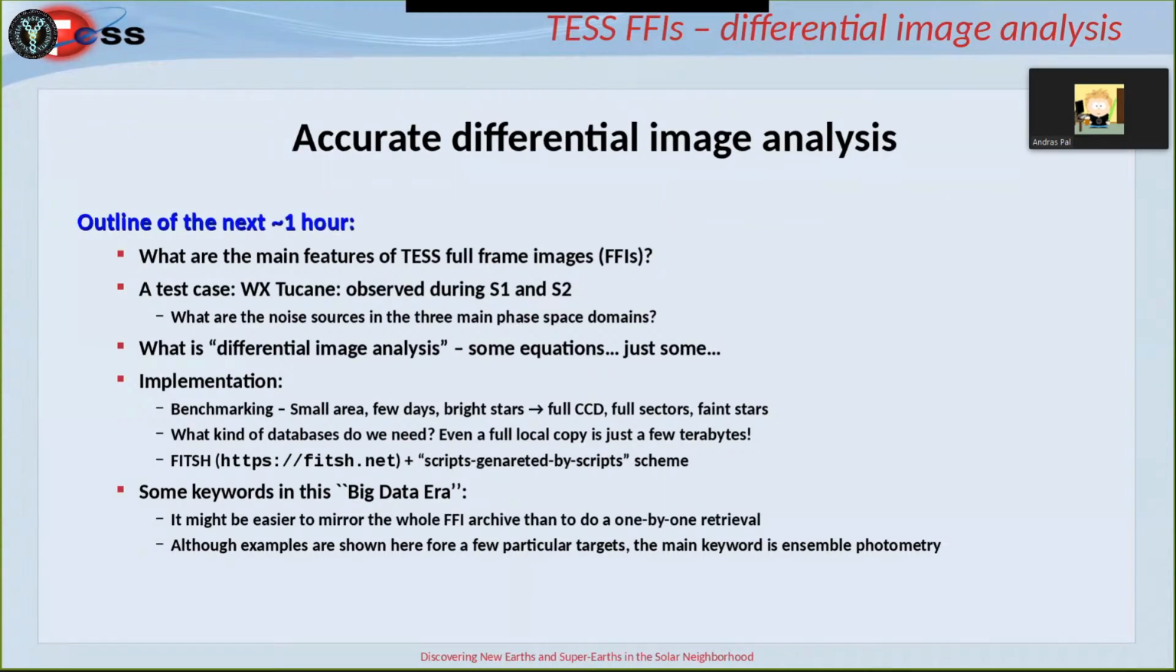Okay, so the topic of this something like an hour-long presentation is how can we derive accurate photometry on test targets using differential image analysis, which means that in principle we use imaging data, which is based on basically full frame images, and we try to figure out why it is important to do differential image analysis, what are the bottlenecks, and what are the problems which need to be solved.